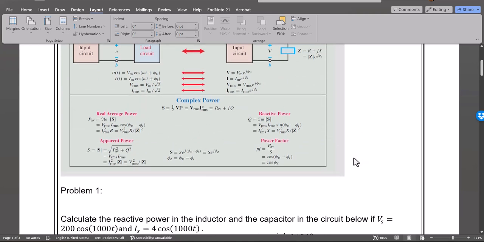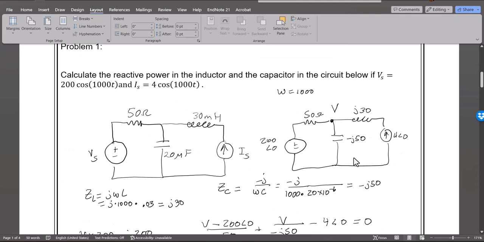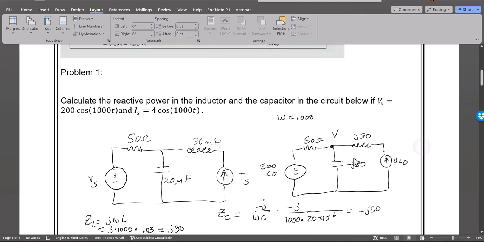Reactive power could be V squared RMS times X over the absolute value of Z squared. I don't like that. I'm just going to do it the way that I would ordinarily do it. So for the capacitor, I'll find the current.